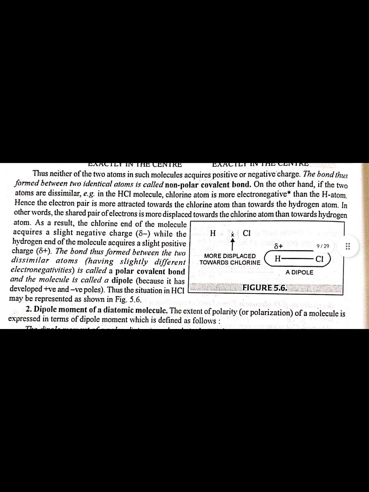On the other hand, if the two atoms are dissimilar, for example in the HCl molecule, chlorine atom is more electronegative than the hydrogen atom.